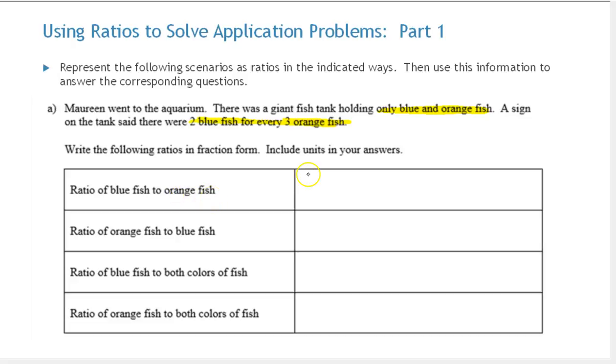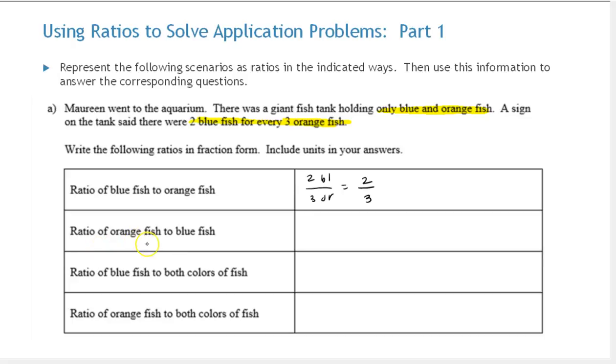Well, that would be, I'm going to put BL for blue, and you can do that too if you want to abbreviate this, for 3 orange, or 2/3. And again, it's okay to write the ratios this way, but we want to keep what the numbers are representing for our reference, especially now that we're using it to solve application problems.